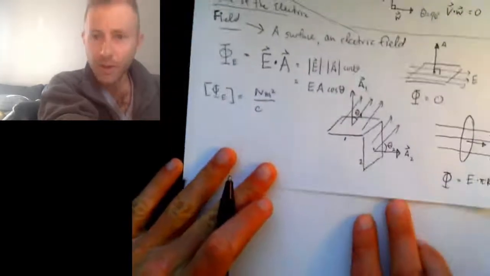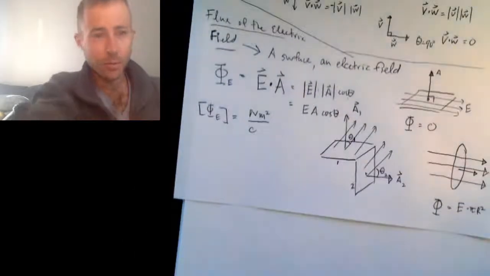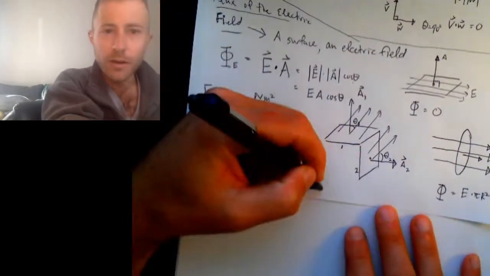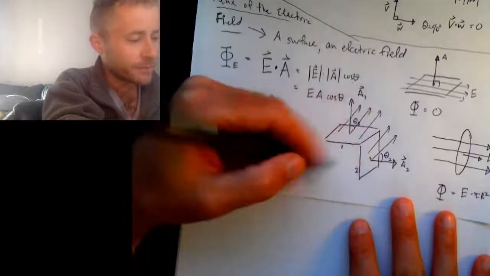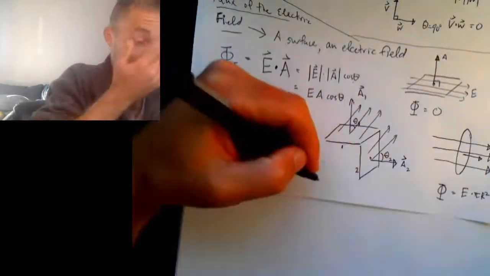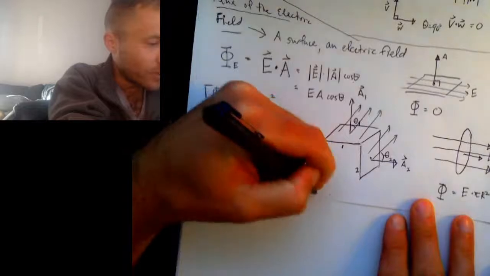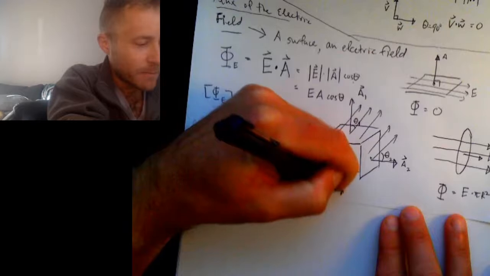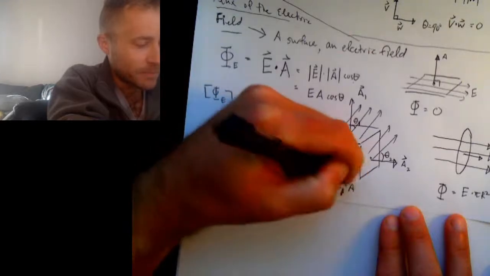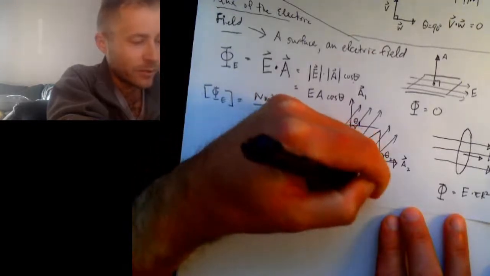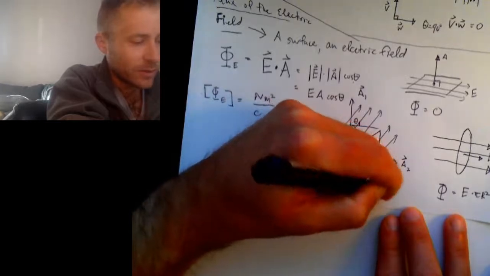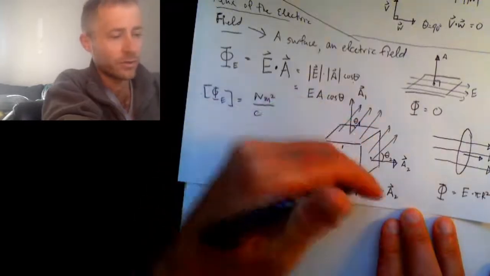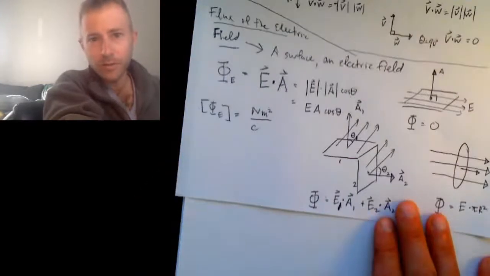And so if you have a surface that's made up out of multiple subsurfaces, then the total flux through that surface is going to be E1 dot A1 plus E2 dot A2, because there are two electric fields and there are two areas that make up the surface.